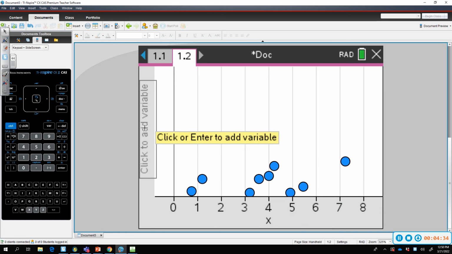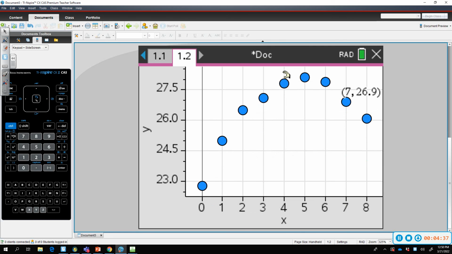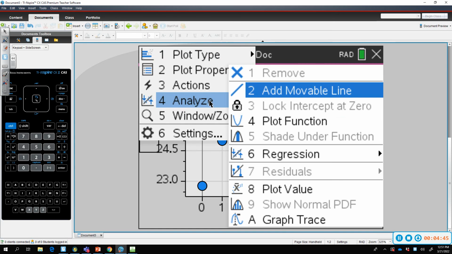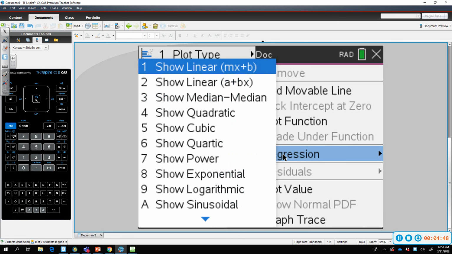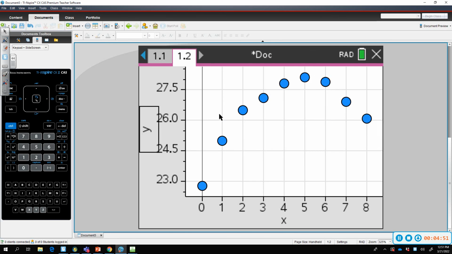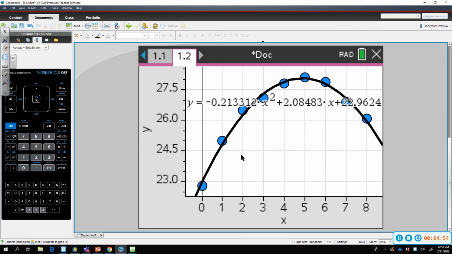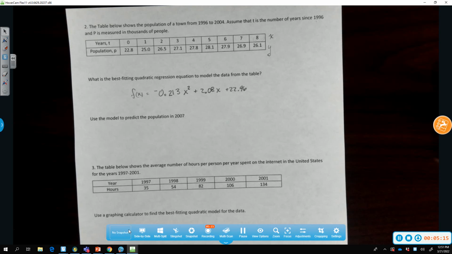So that is my x-axis, that's my y-axis. And again, you can see I have a parabola here, so I know it's a quadratic regression. So we're going to go to Menu to find my line. Go to Menu, Analyze, Regression. And it's quadratic, number 4. So my quadratic regression of best fit is f of x equals negative 0.213x squared plus 2.08x plus 22.96. All right, so that's what I got for my equation.